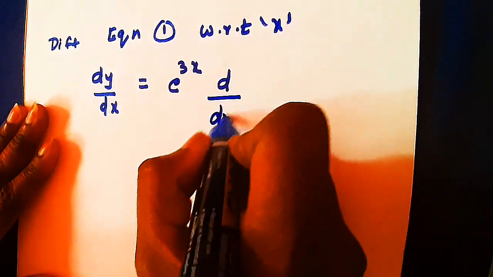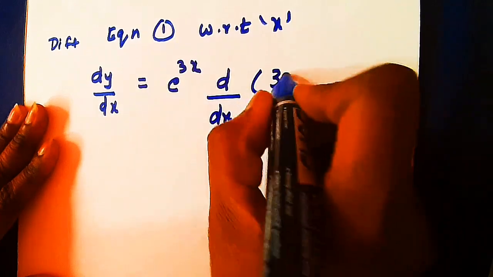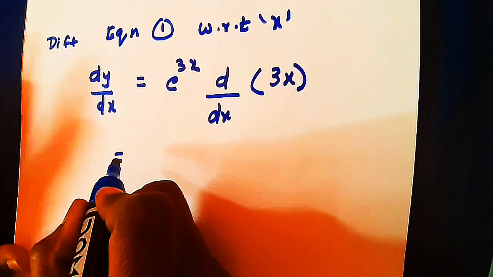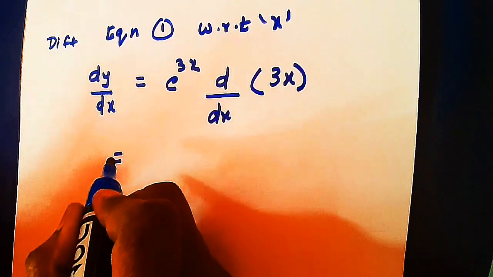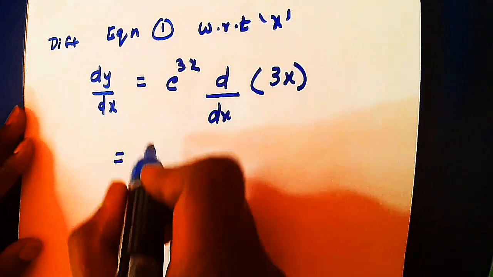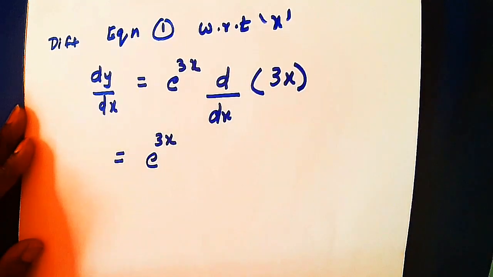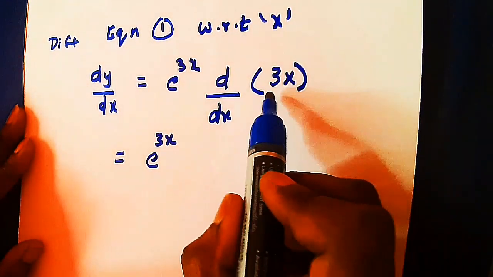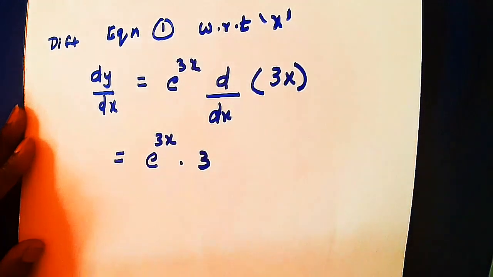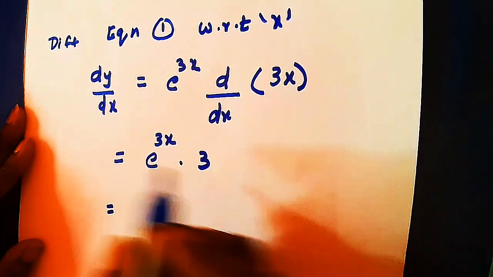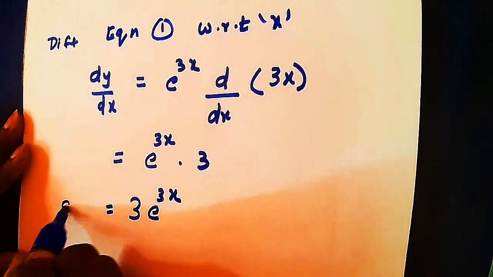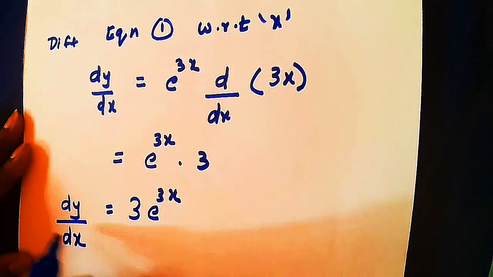Again, you have to differentiate the power. What is the power here? 3x. This is how you're going to solve, so watch the video carefully, then only you will understand. e to the power 3x, keep it as it is. You have to differentiate 3x. What is the differentiation of 3x? It is 3. So I can bring 3 in the front: 3 into e to the power 3x. This is your dy by dx.